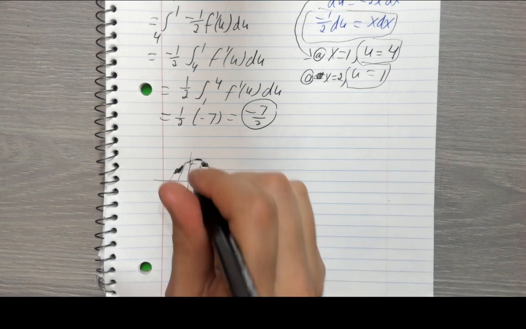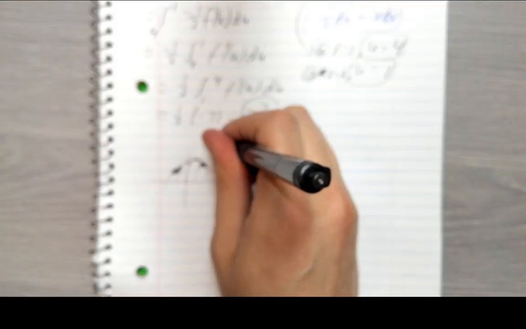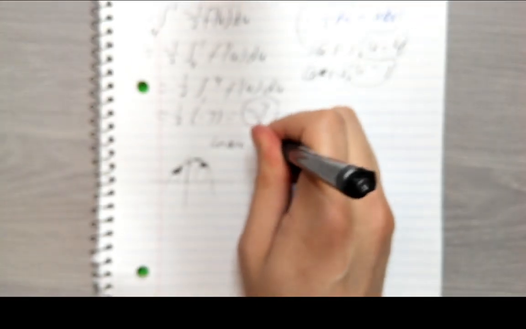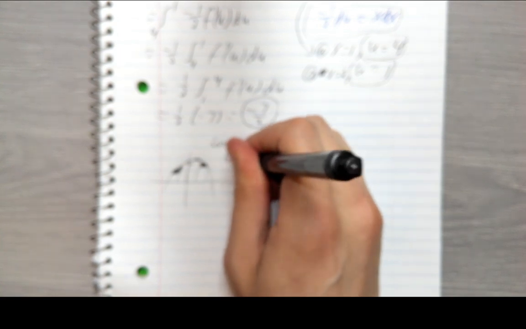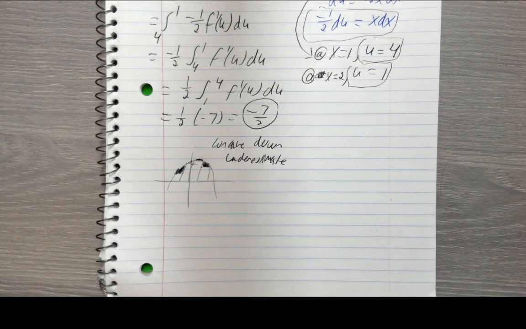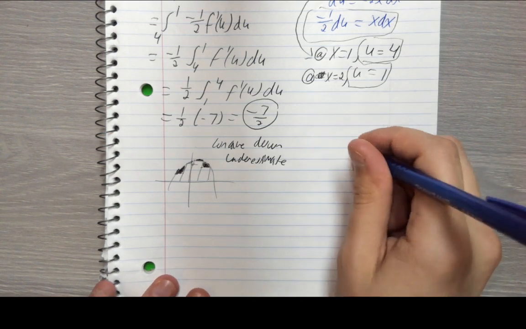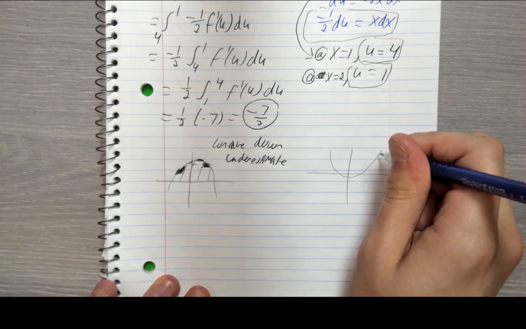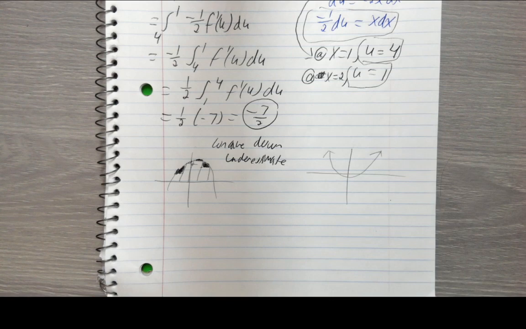So whenever it's concave down, it's an underestimate. Whenever it's concave down, it's an underestimate. If you have something that's concave up, such as this. So very, very simple explanations.